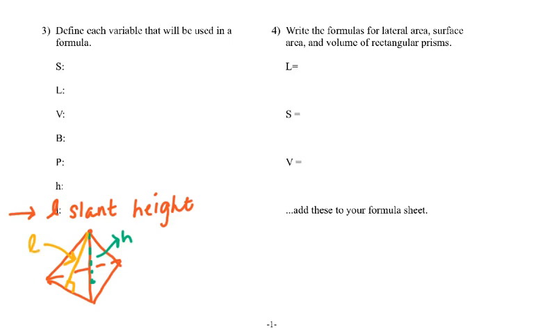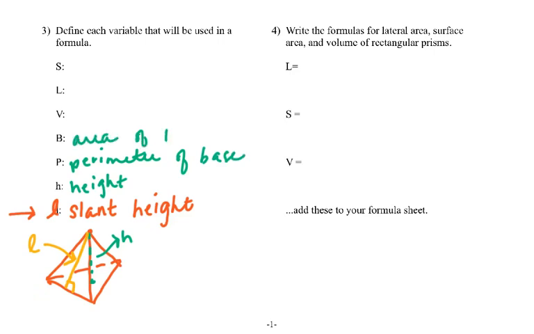So the height h is still the height of the solid. P is still the perimeter of the base. I'm working backwards, which is driving some of you crazy, sorry. B is the area of the base. V is the volume. L is the lateral area. And S is the surface area.